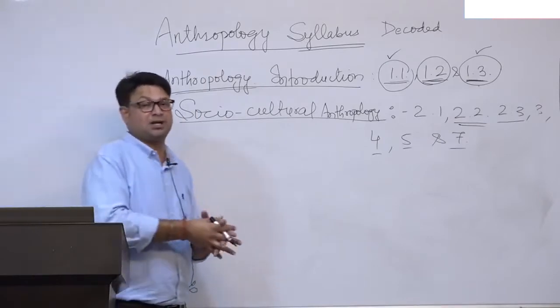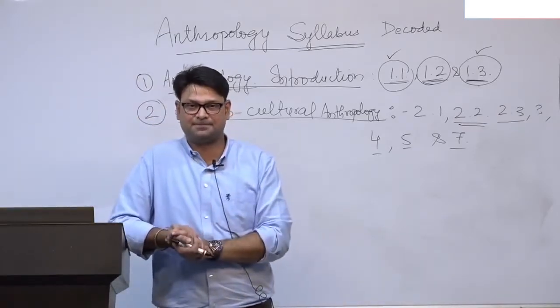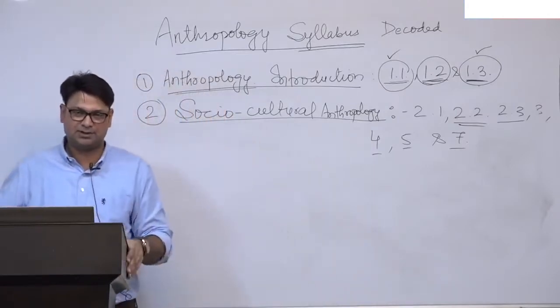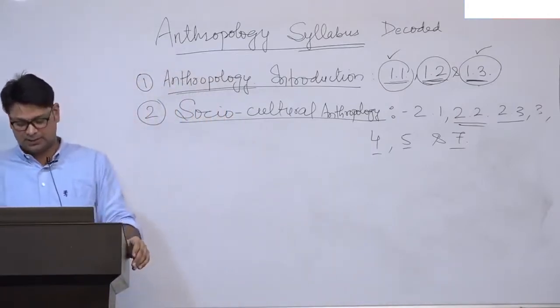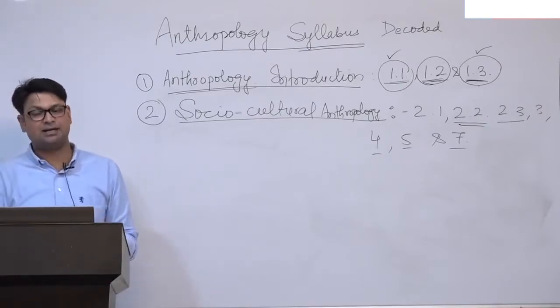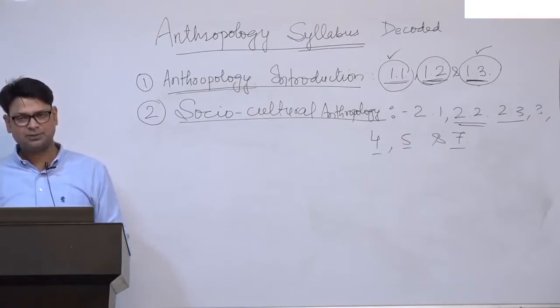Then there is proscription, it is forbidden, that one should not do this. That is incest taboo, right? Incest is proscribed, it should not be done, right? And then we have to understand the marriage payments. In marriage payments we have to cover the bride wealth and dowry, right?